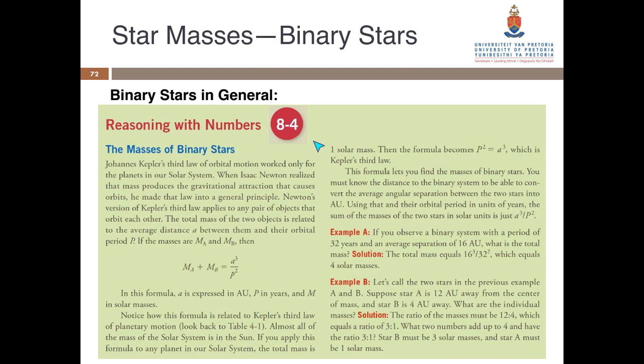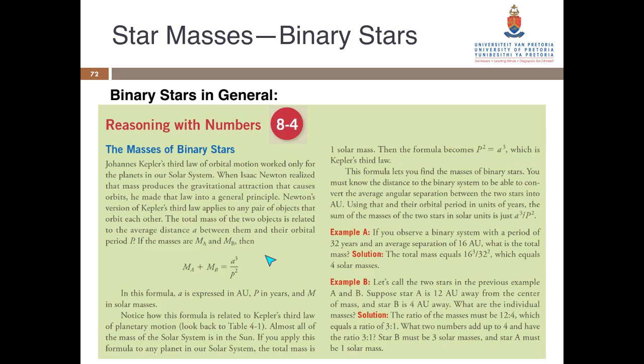So the total mass of the two objects is related to the average distance a between them and their orbital period p. If the masses are ma and mb, then we have ma plus mb equals a to the power 3 divided by p squared. In this formula, a is expressed in AUs, p in years, and m in solar masses. So notice how this formula is related to Kepler's third law of planetary motion.